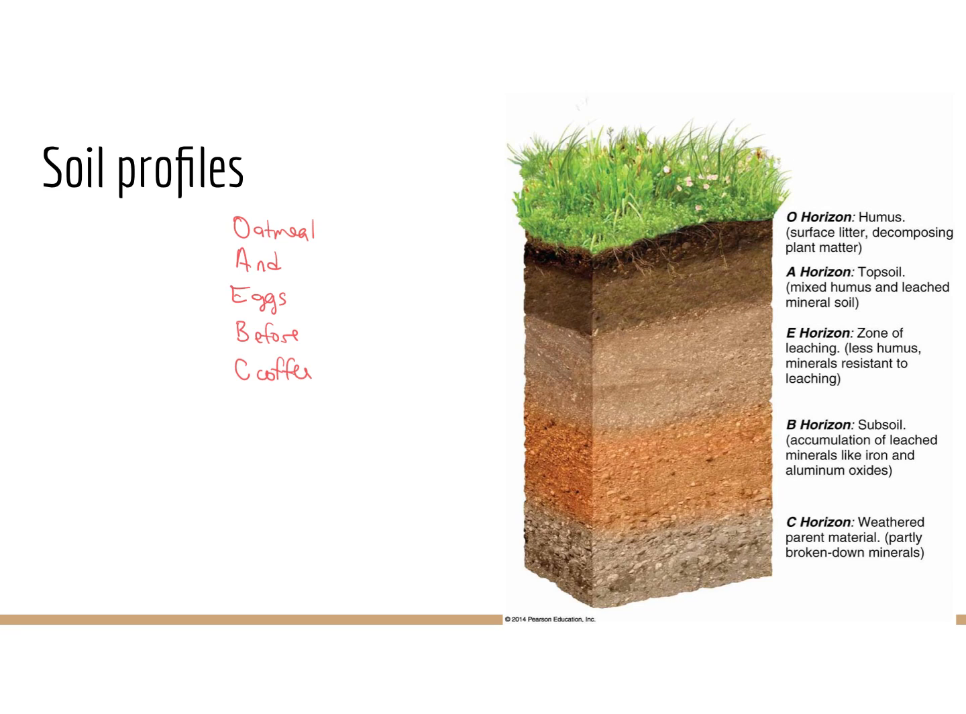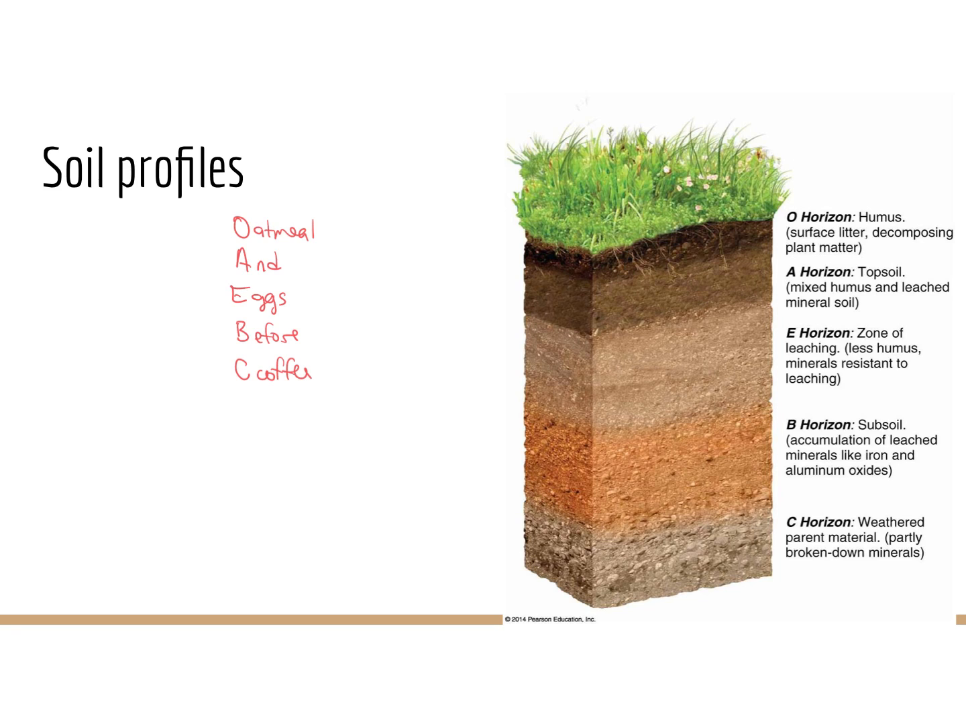So the O horizon is going to be dead organic matter. It's high in organic content. It's the primary source of energy for the soil community. It's where decomposition is happening a lot, and it's where we have this dark humus material at the top, right? So high in nutrients, a lot of decomposing plant matter.